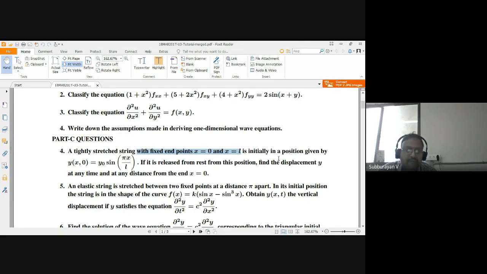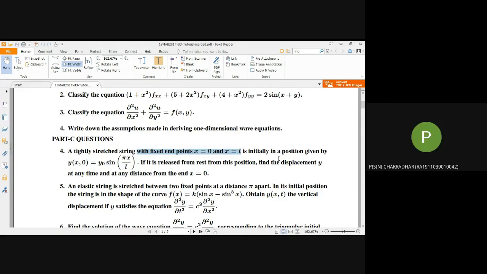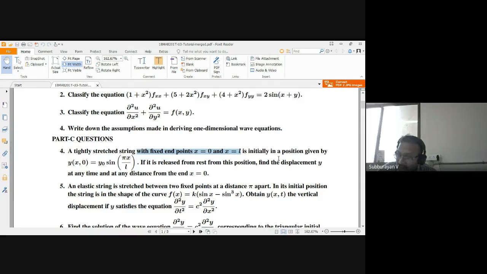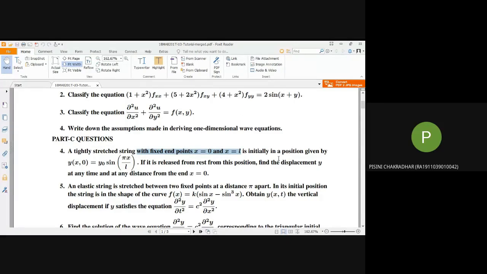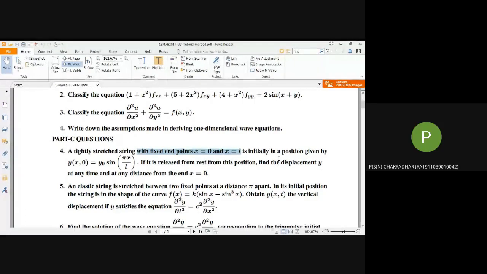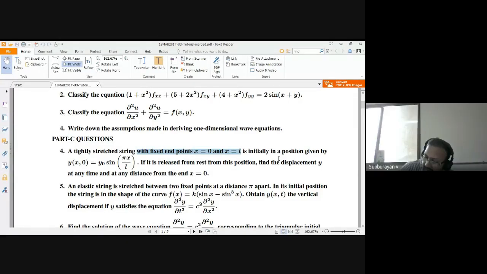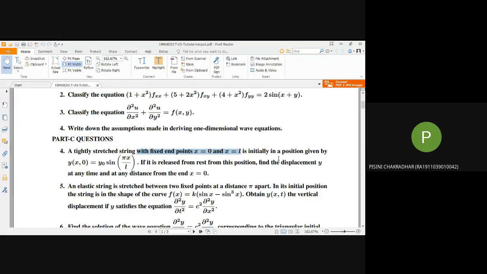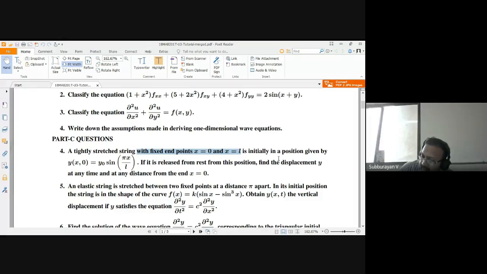After applying the superposition principle, you will get summation n equal to 1 to infinity of bn into sin n pi x by L into cos n pi ct divided by L. Can you please tell me what is the formula for bn? bn equal to 2 by L integral 0 to L f of x into sin n pi x by L dx.